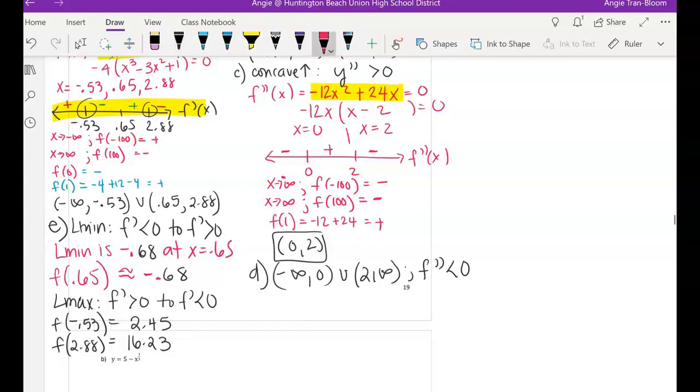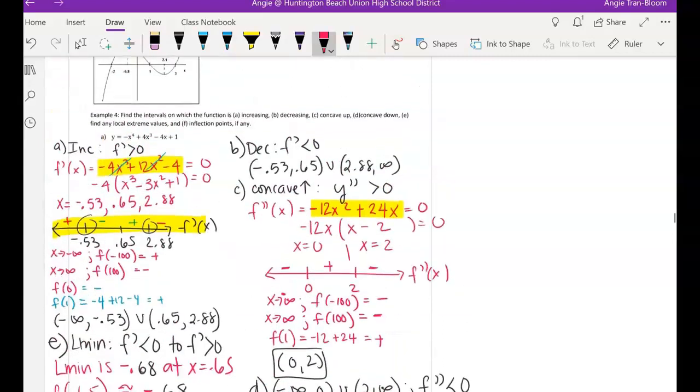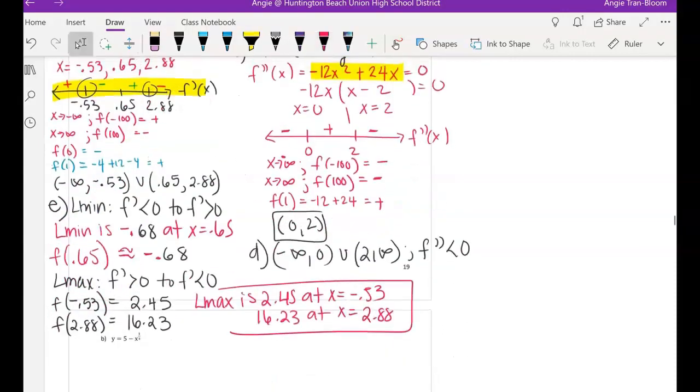And by now, I think you guys are pretty good with this. L max is 2.45 at x equals negative 0.53 and 16.23 at x equals 2.88. So that's L max. Our last one, it's F, it's inflection point if we have any.